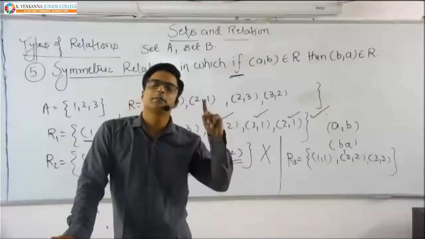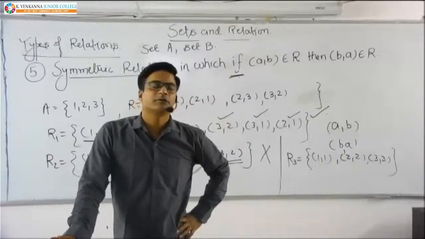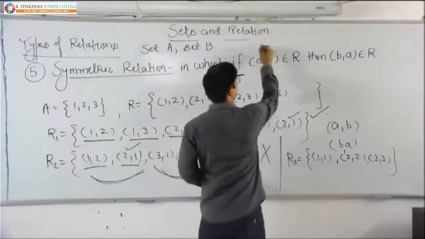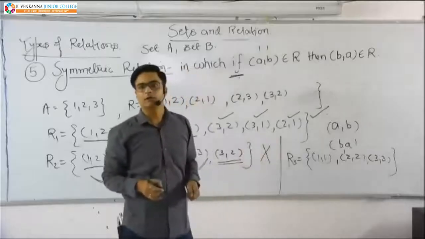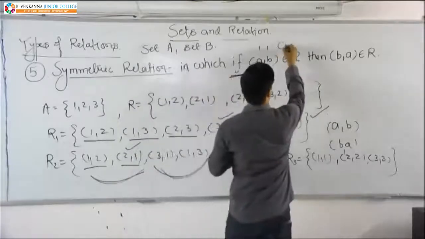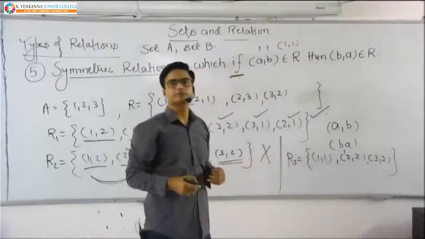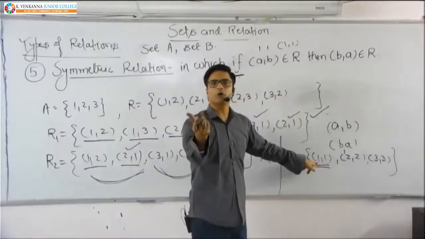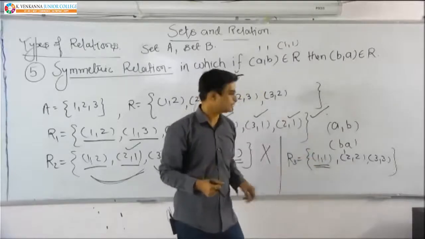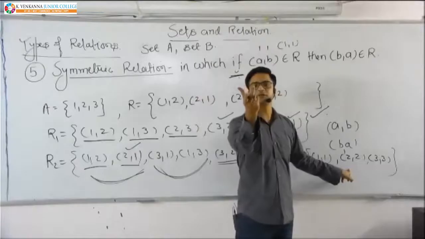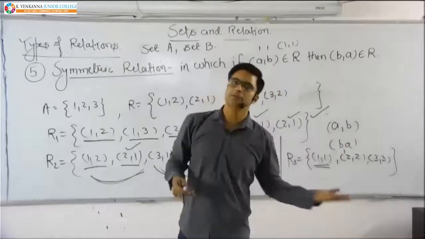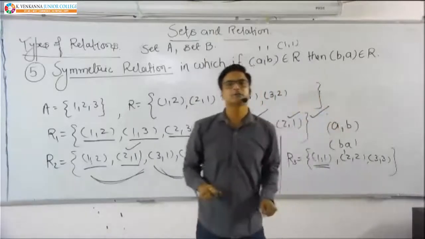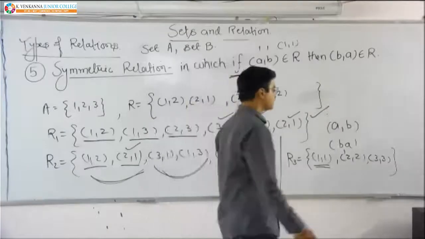See, always look at the property: if A comma B, then B comma A. Now, A and B are both equal, so both are 1, 1. If you reverse it, again you will get 1 comma 1. You have A comma B, and B comma A is also 1 comma 1, so that is part of this relation. 2 comma 2: if you reverse it, again you get 2 comma 2, so that is part of this relation. 3 comma 3 is part of this relation if you reverse it. So it is again a symmetric relation.